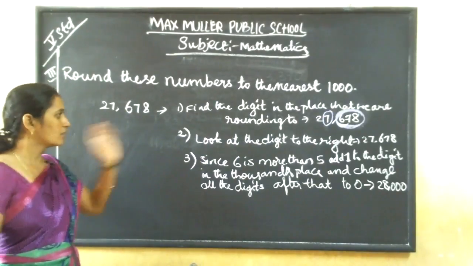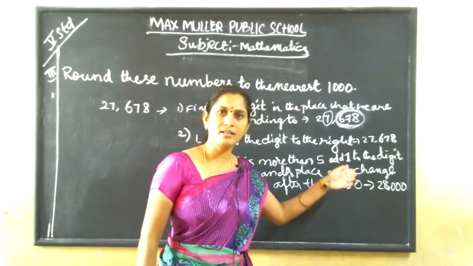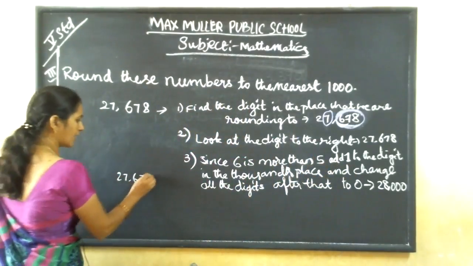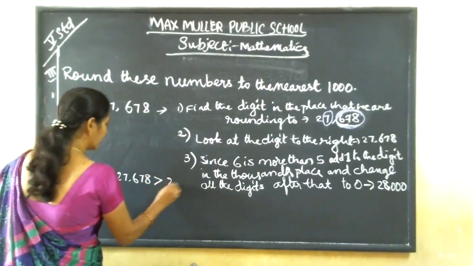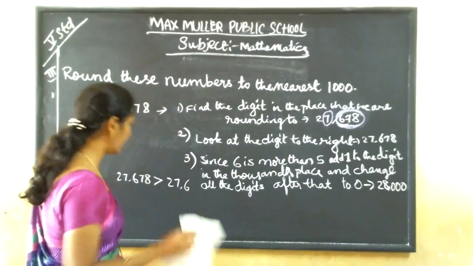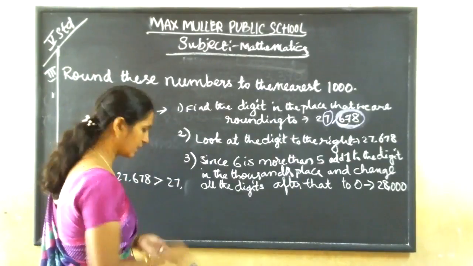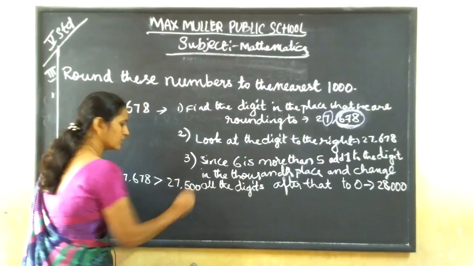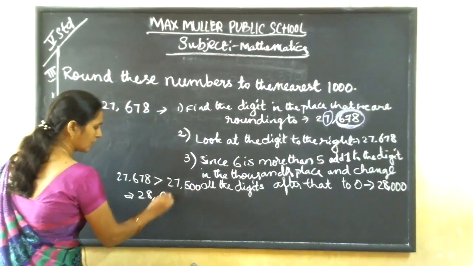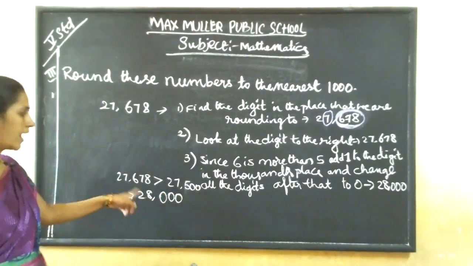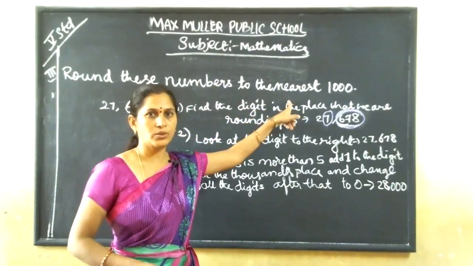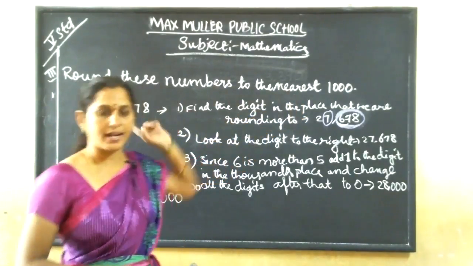I will tell, no need to write all these things. They have written as 27,678 is greater than 27,500. You have to see the hundreds column. So the answer is 28,000. To round to the nearest thousand, we have to see the hundreds column.